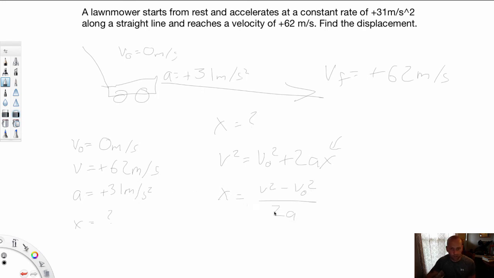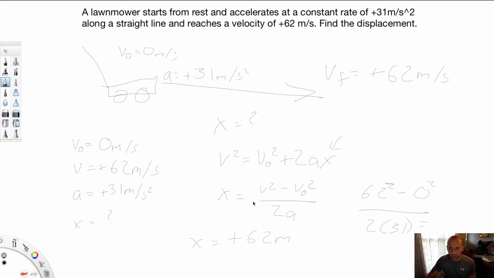At this point, it's just some plug and chug monkey math. I plug in 62 squared minus 0 squared over 2 times 31. When I do this, I get that the final answer ends up being positive 62 meters. So this means that it has moved 62 meters to the right.